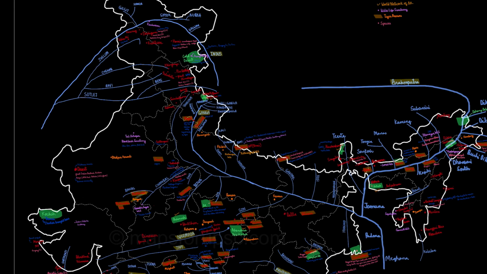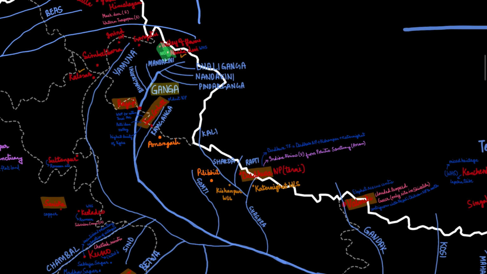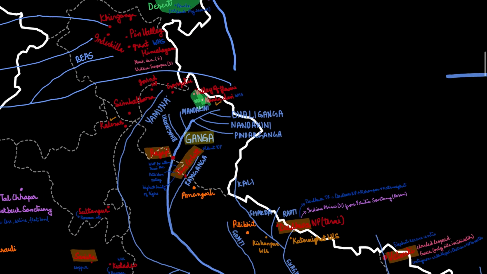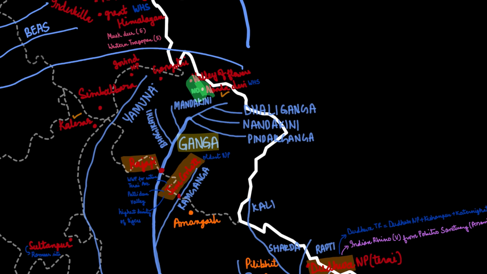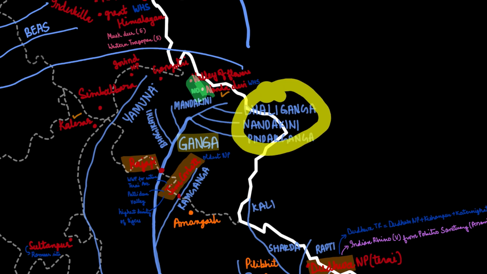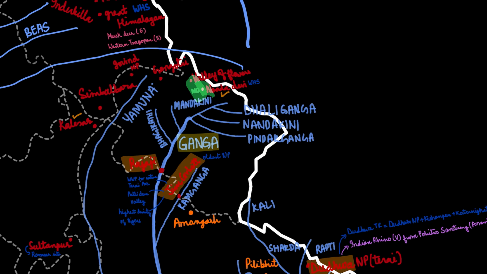So, now moving towards the national parks, wildlife sanctuaries, and the species found in these regions of Uttarakhand, Uttar Pradesh, Bihar, and West Bengal. So, from here, this is actually a representation of the rivers of Dhauliganga, Nandakini, and Pindar Ganga. Just towards the north of it, there lies the Valley of Flowers National Park, the Nanda Devi Biosphere Reserve, and also the Nanda Devi National Park, which has the World Heritage Site tag given to it.